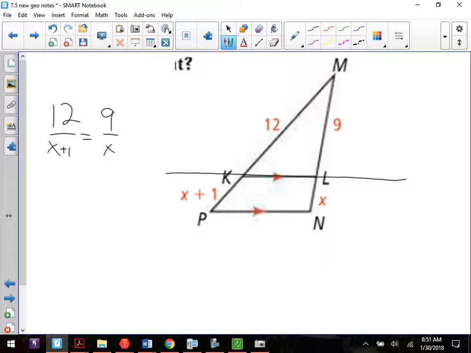So you would cross multiply. Distribute. Then what? Solve, right. Subtract the 9x.